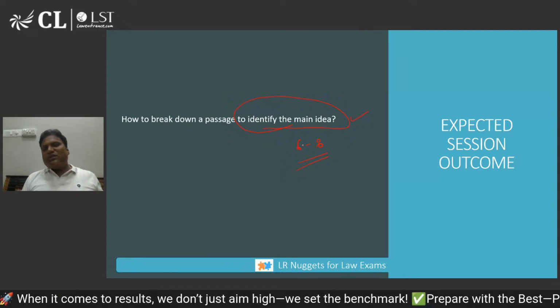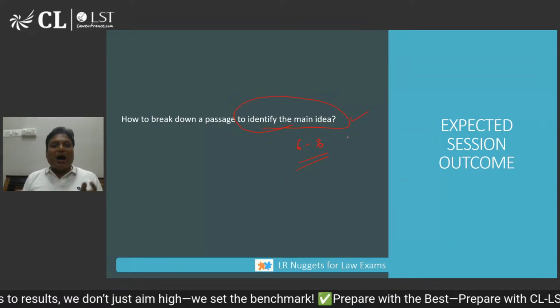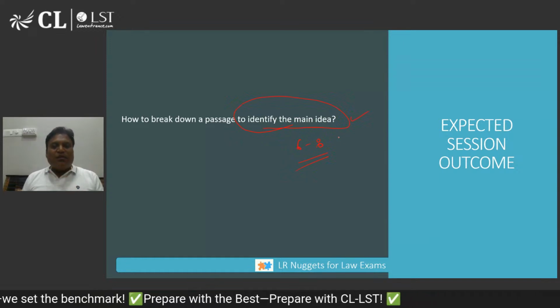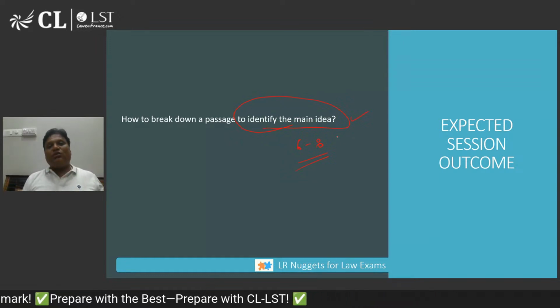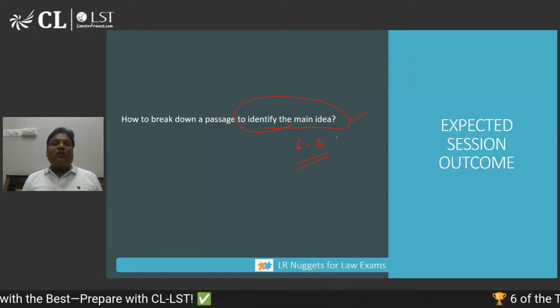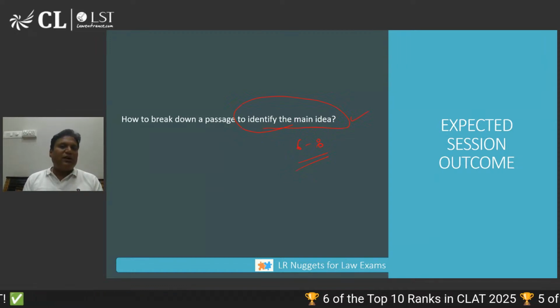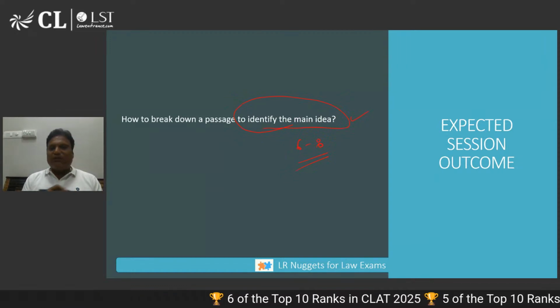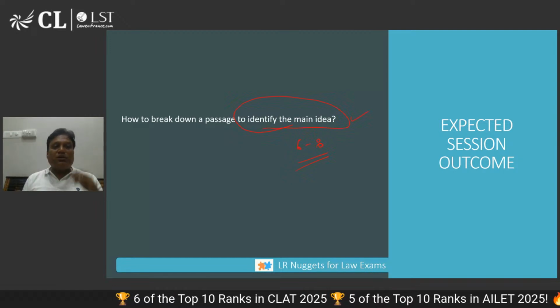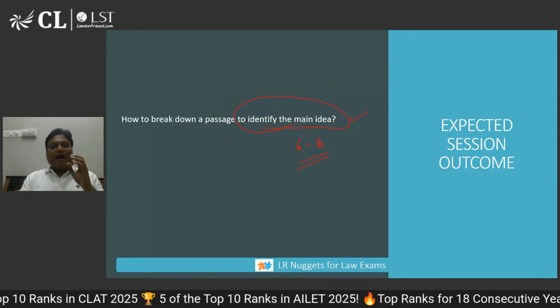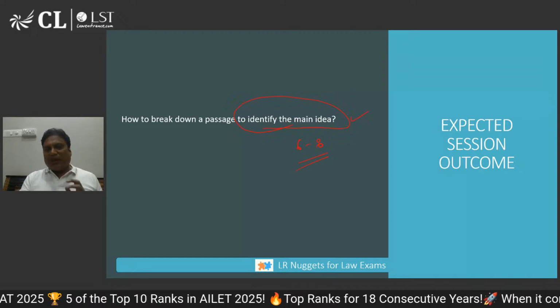All the questions that come under main idea are, of course: which of the following is the main idea? What is the title of the passage? What is the tone of the passage? With which of the following is the author likely to agree or disagree? All these questions, if you are able to identify the main idea, you can solve. So this is what we are going to learn today, and how to break down the passage so that we can quickly identify the main idea of the passage.